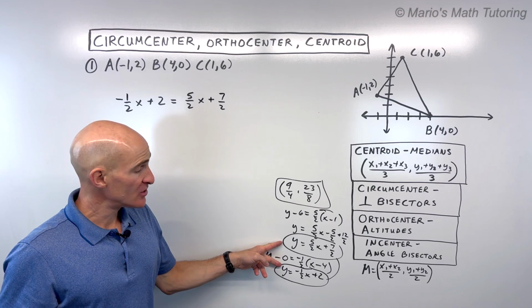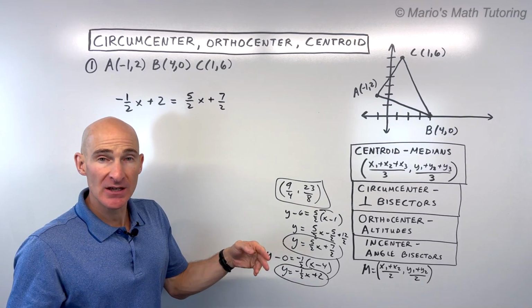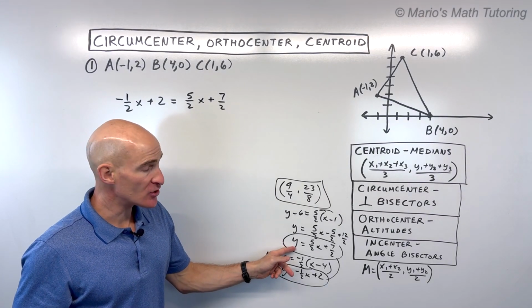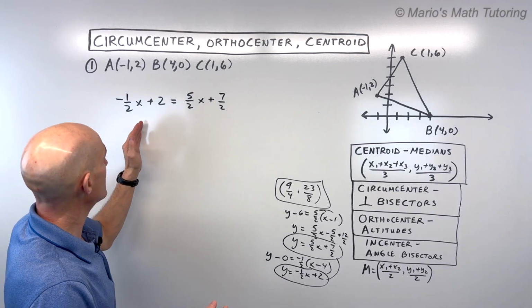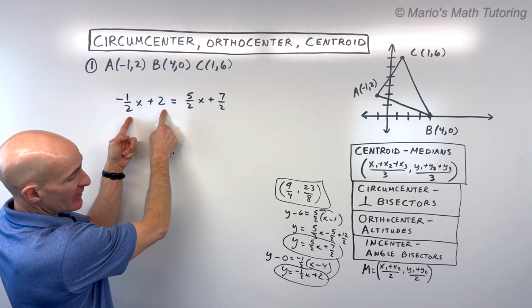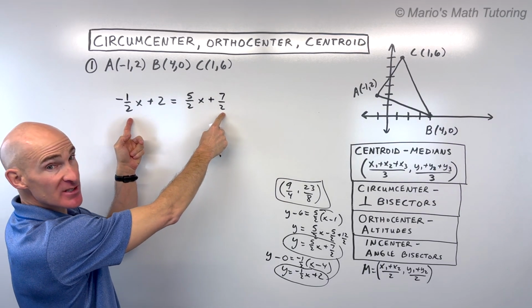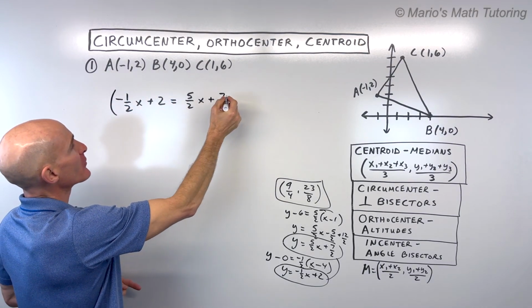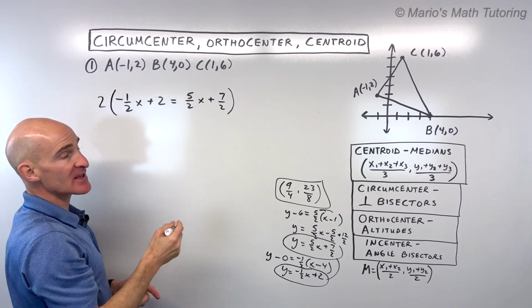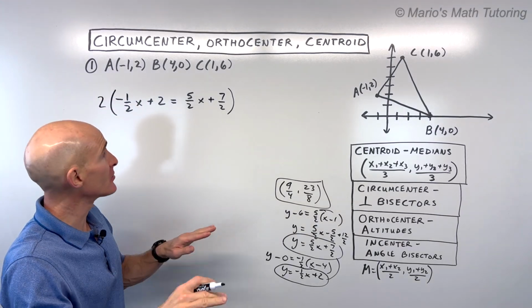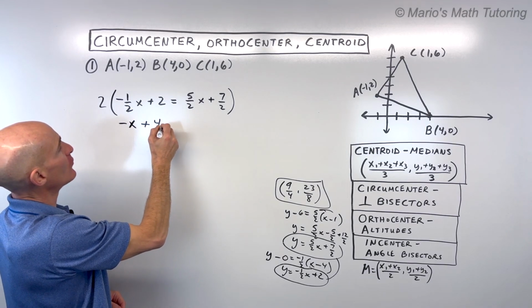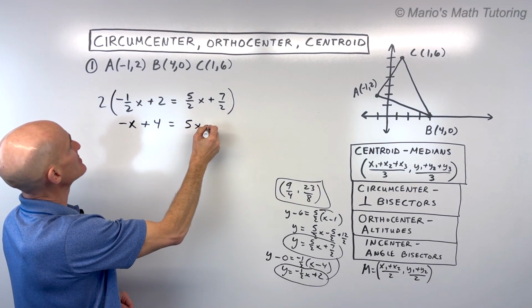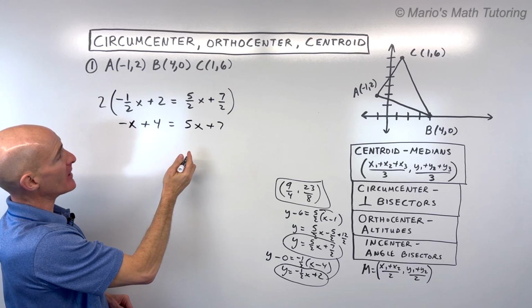Okay, so now setting these two equations of our altitudes equal to one another by doing a substitution, we can solve for the point of intersection, that point of concurrency. So that's what we have here. Negative 1/2 x plus 2 equals 5/2 x plus 7/2. Let's go ahead and multiply through by 2, both the left and right sides of the equation, and keep it balanced to clear the denominators. So if we do that, we get negative x plus 4 equals 5x plus 7. A little bit easier to work with, right?